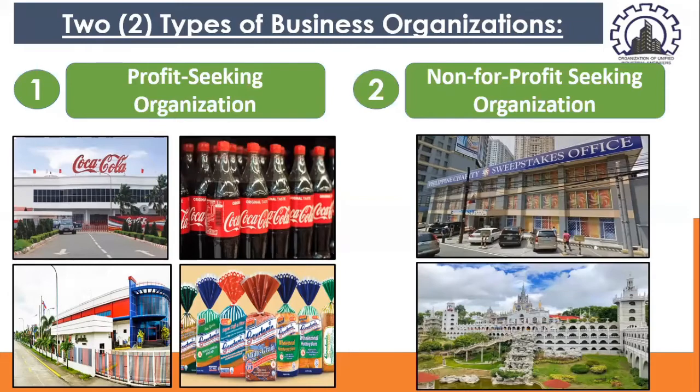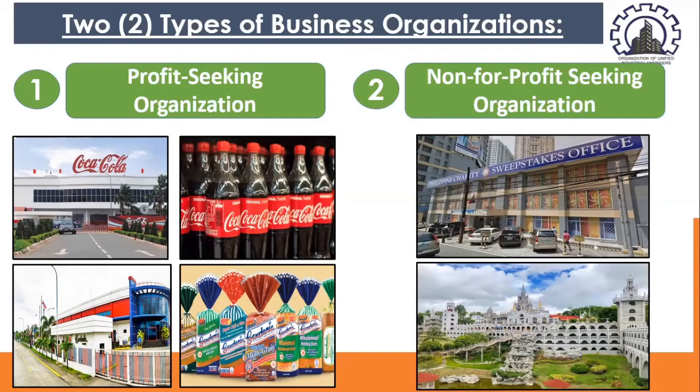Profit-seeking organizations usually sell products and or services for profit. An example of that would be Coca-Cola Corporation. They manufacture bottled soft drinks like Coca-Cola products. Aside from that, we also have Gardenia. They manufacture loaf breads and other types of breads as well.